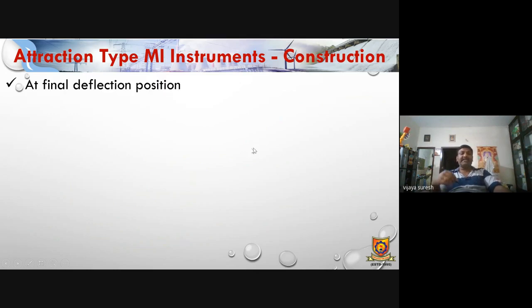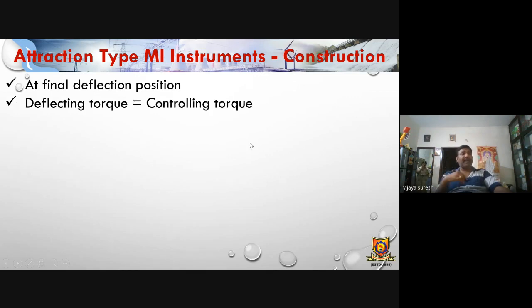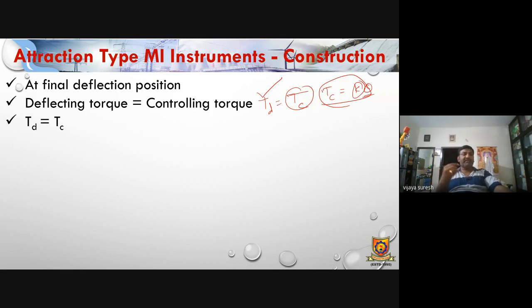Now, at different instances, at the final deflection position, what will happen? The deflection torque should be equal to the controlling torque. We have already gone through this. So TD should be equal to TC. We already know what TC is. TC equals K into theta, where K is the spring constant and theta is the angle of deflection. So this is fixed. Now we need to find out what TD is. TD is the deflection torque. How much deflection torque is being produced in the case of a moving iron instrument, that we need to derive. Okay, as we said, TD equals TC.